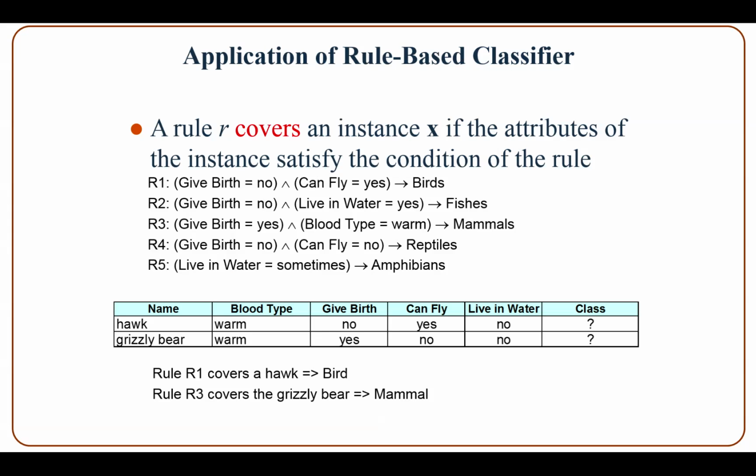A rule covers an instance X if the attributes of the instance satisfy the condition of the rule. Now with the 5 rules from the previous slide, and given 2 test records. The first test record describes a hawk and the second describes a bear. It can be seen that rule R1 covers a hawk. So the hawk is classified as a bird, and rule R3 covers the bear. So it is classified as mammal.